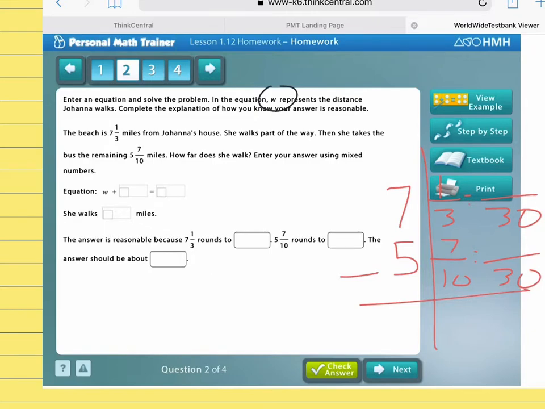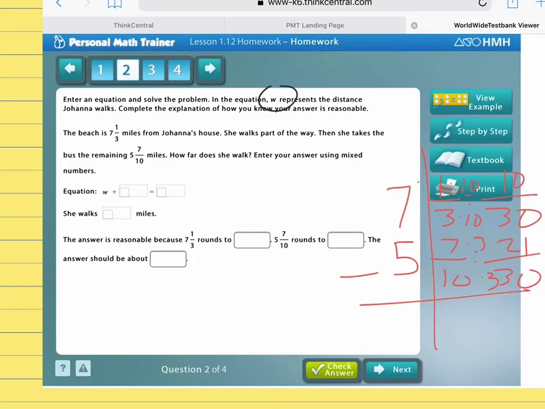I see they're unlike fractions. I'm going to use a common denominator of 30 for this. So to get equivalent fractions, I'm going to multiply 7/10 by 3/3, which gives me 21/30, and 1/3 by 10/10 to give me 10/30. So I'm subtracting 10/30 and 21/30.